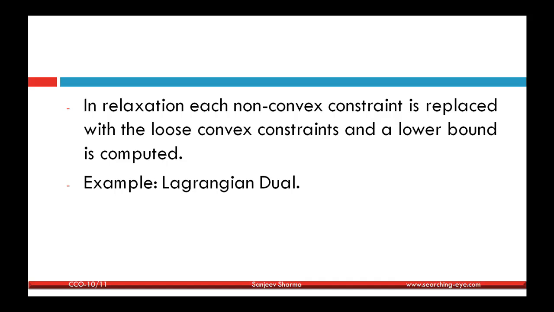As I mentioned, in relaxation, each non-convex constraint is replaced with a loose convex constraint and a lower bound is computed. By doing so, we can make a guess about the value of the original optimization problem. One such example is the Lagrangian dual, where we relax the constraints of the original optimization problem using Lagrange multipliers. We will discuss these things in detail later.